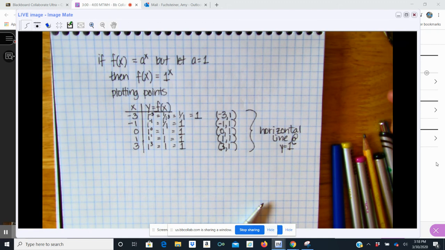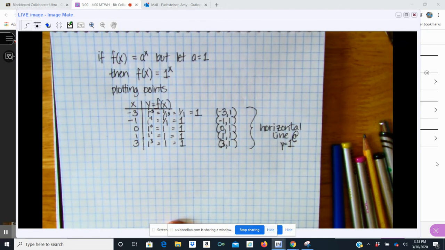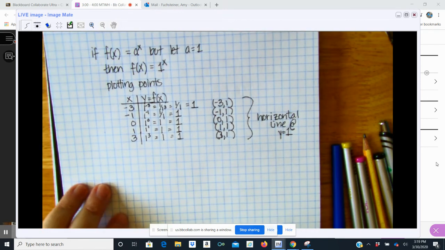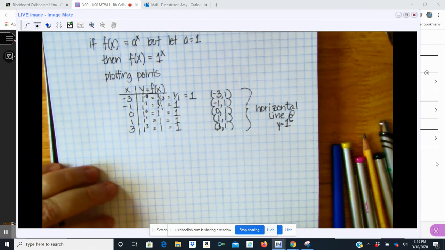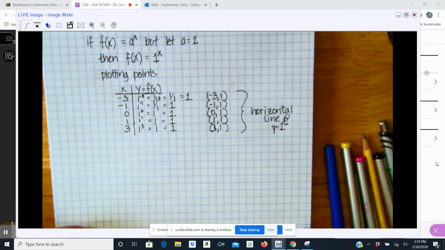So this is not any big, it's sort of the exception. It's a flat line, essentially. So we exclude letting a equal 1 because it doesn't give us an interesting result, essentially.